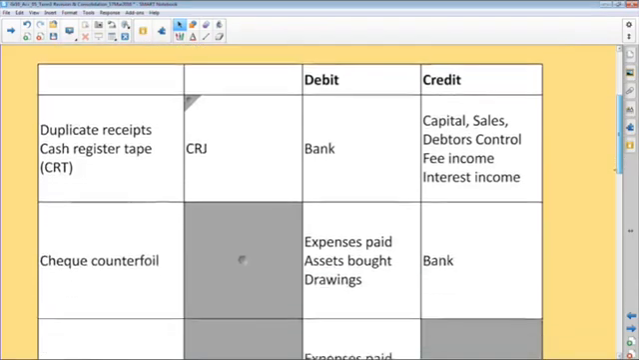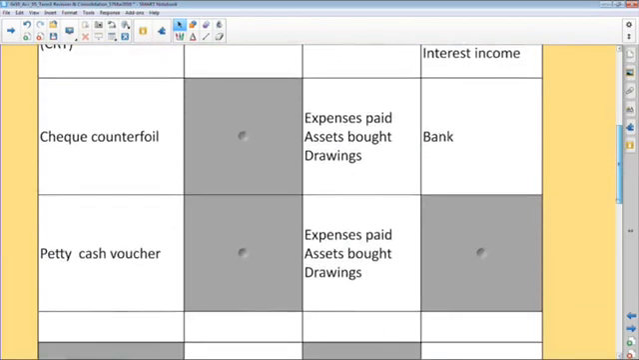Now let's look at the next one. We have a check counterfoil. Do you know how to identify the journal when we have a check counterfoil? I hope you have it. It will be your CPJ. And your CPJ will be used to pay all your expenses for the month, to buy assets, and for the owner to draw a bit of money. Now, what happens to bank in this regard? Bank will go down, and bank is an asset, so assets will go down on the credit side. Now, let's look at the next one, petty cash vouchers.